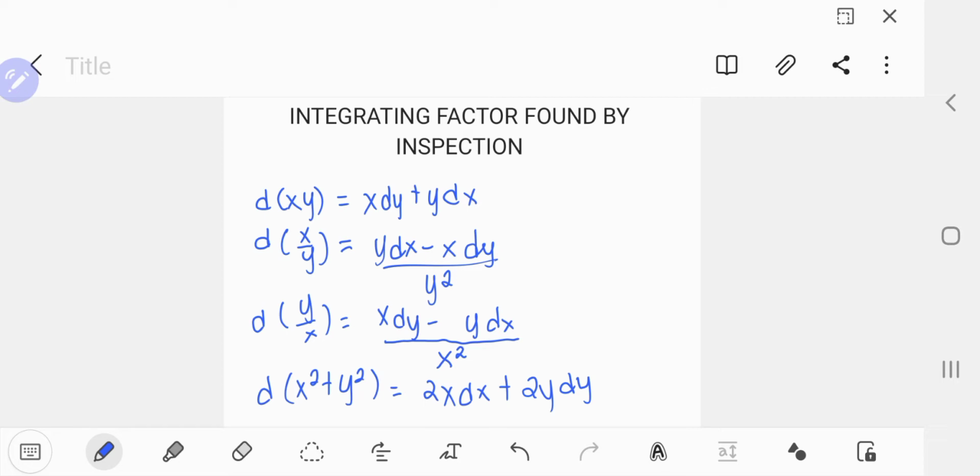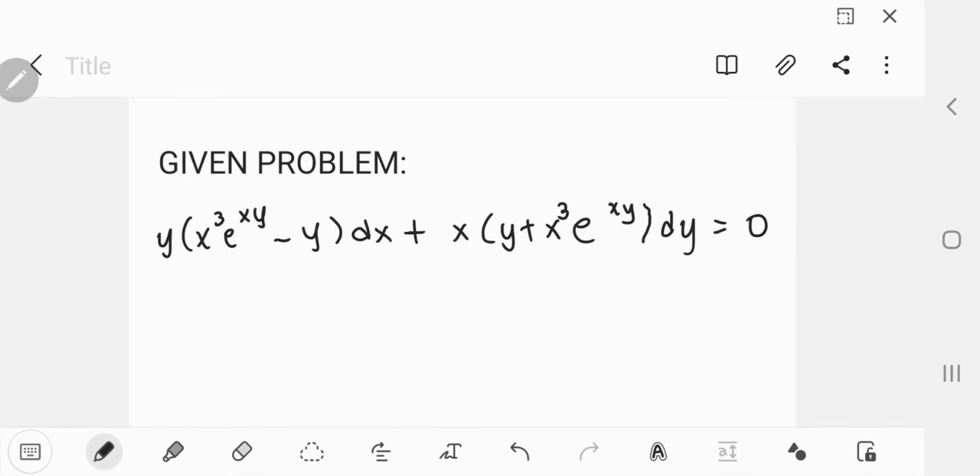We have d of x squared plus y squared is equal to 2x dx plus 2y dy. We just simply derive it. And now let us proceed to the given problem.